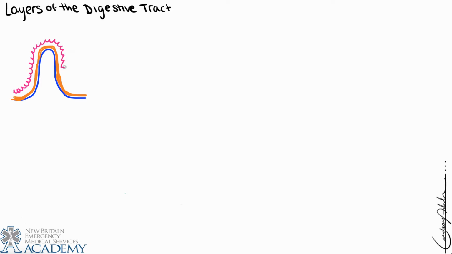So there are 4 main layers of the digestive tract: the mucosa, submucosa, muscularis externa, and then serosa. But there are exceptions, of course, and there are sub-layers too. So we're just going to draw them a little bit at a time and see all the pieces. First we start with the mucosa, which is the inner lining of the digestive tract.